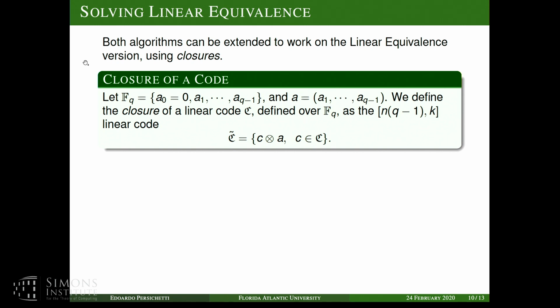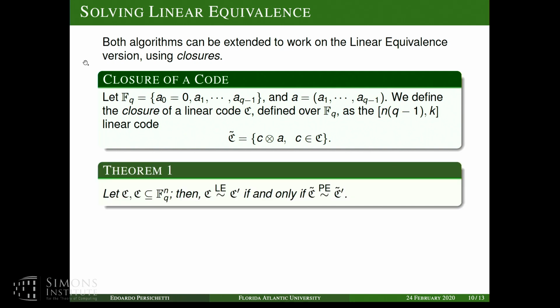Using our alphabets, we get another linear code, of length n times q minus 1. And then the fundamental point is that if the two codes are linearly equivalent, then their closures are permutation equivalent, and vice versa. So, in fact, solving linear equivalence corresponds to solving permutation equivalence on the closures, which means we can do the previous things that we were doing on the closures, right?